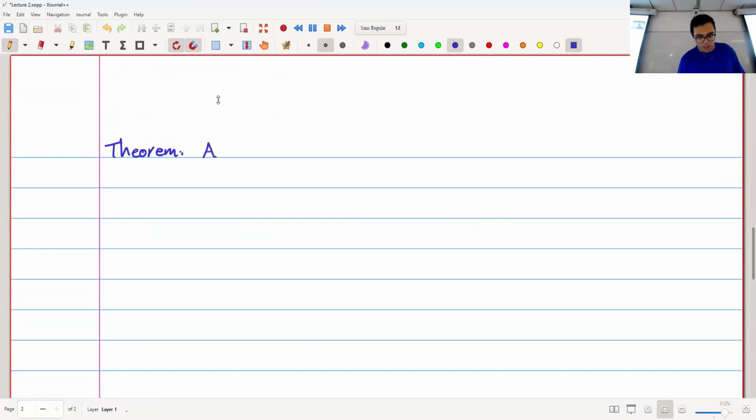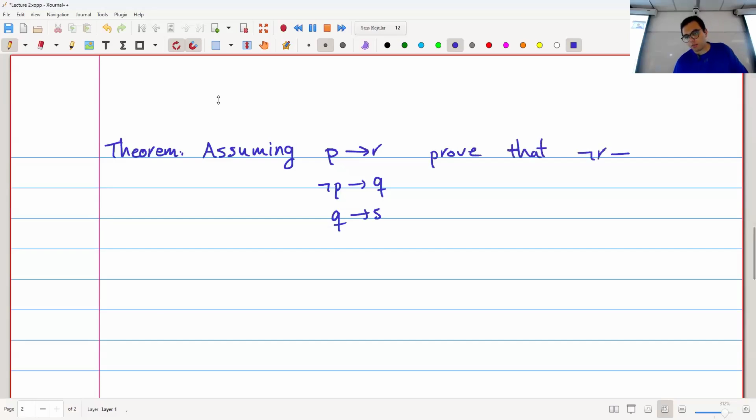So assuming, let's see, we have three assumptions. P implies R. So this is the first assumption. And not P implies Q. This is the second assumption. And Q implies S. This is the third assumption. Prove that not R implies S.